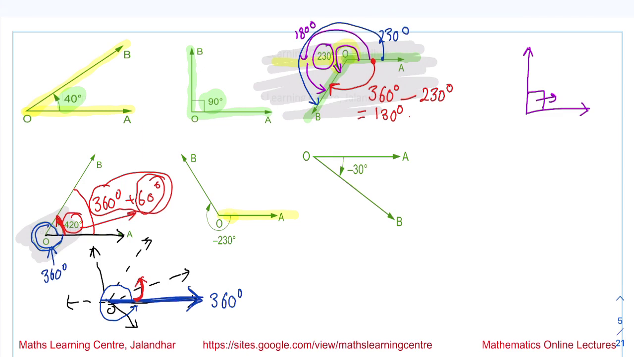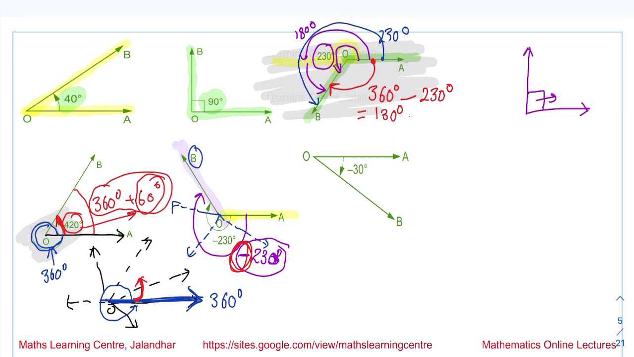Similarly, in this fifth figure, OA is the initial line. We have started rotating this line OA, but now it is rotating in the clockwise direction. It has reached this point, then this point, then this point, and finally we get OB. So we are measuring the angle in the clockwise direction, and the measure of this angle is minus 230 degrees, because by our convention, whenever we measure the angle in the clockwise direction, we take the negative sign over here.